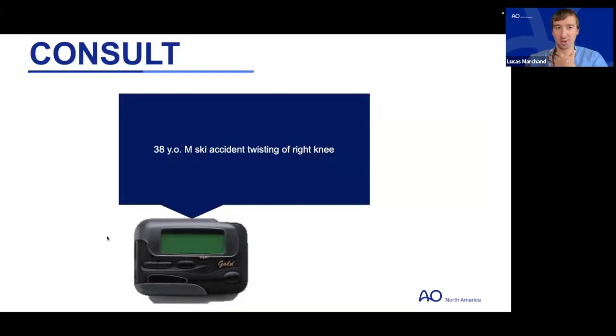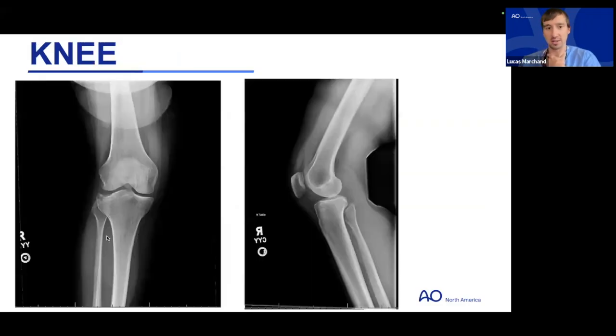You're back on the pager. You only got a brief break, and now you've got a 38-year-old male, ski accident, twisting injury to the right knee. What do you see? AP and lateral of the right knee demonstrates what looks to be depression of the lateral plateau.